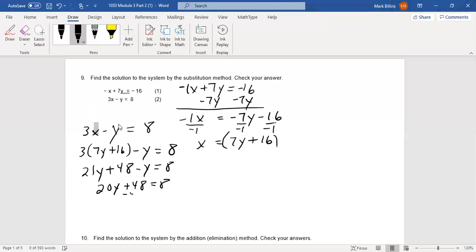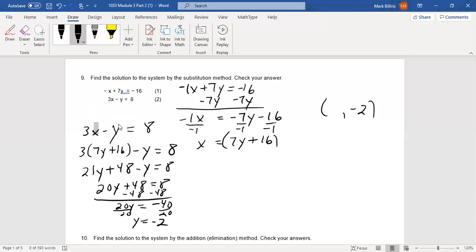Now subtract 48 because we're solving for y. This gives us 20y equals negative 40. And then we're going to divide both sides by 20. So y would equal negative 2. So for our answer, we know our y value is negative 2. We have to find our x value.